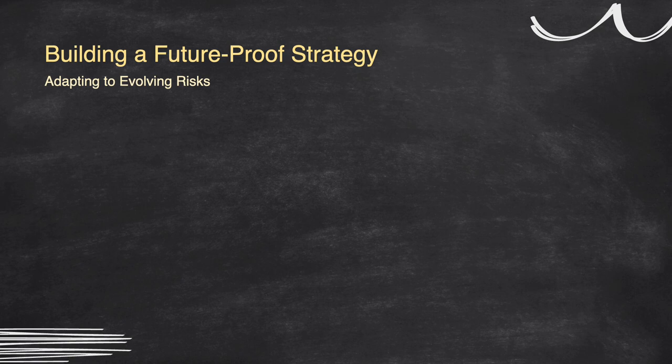So by fostering a culture of agility, innovation, and continuous improvement, organizations can proactively address evolving risks and ensure their risk management strategies remain effective and resilient in the face of uncertainty. Let's start. First point is about agility.